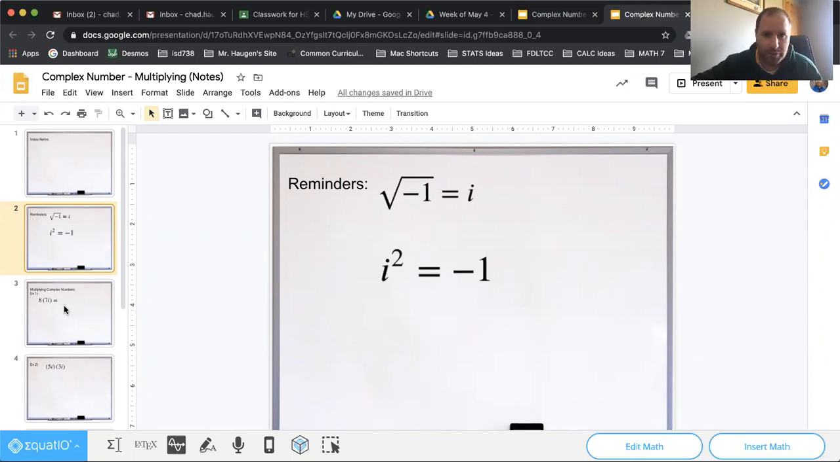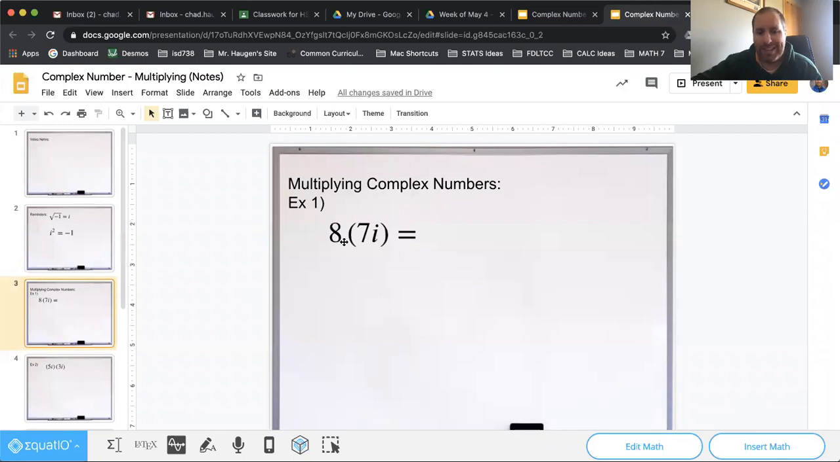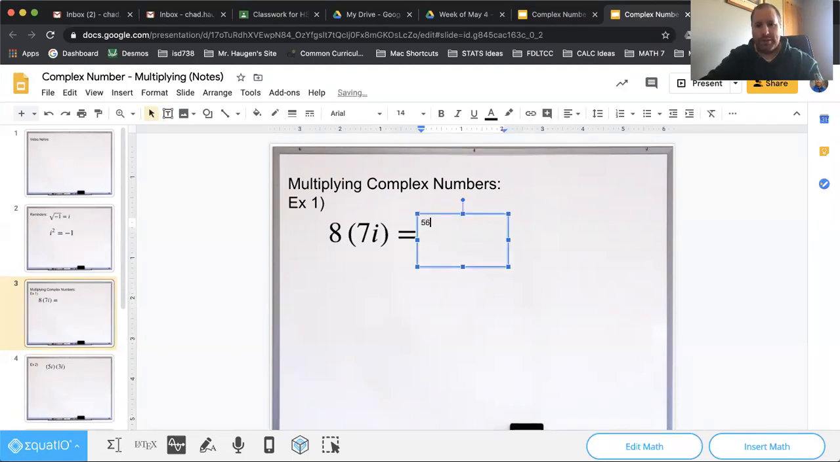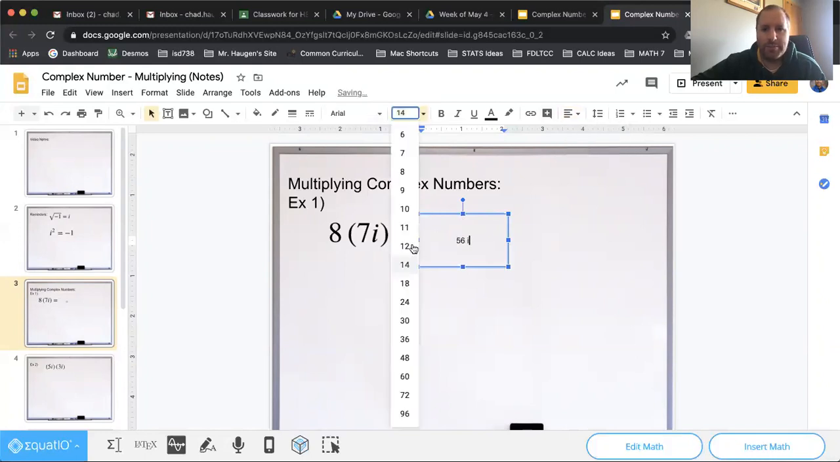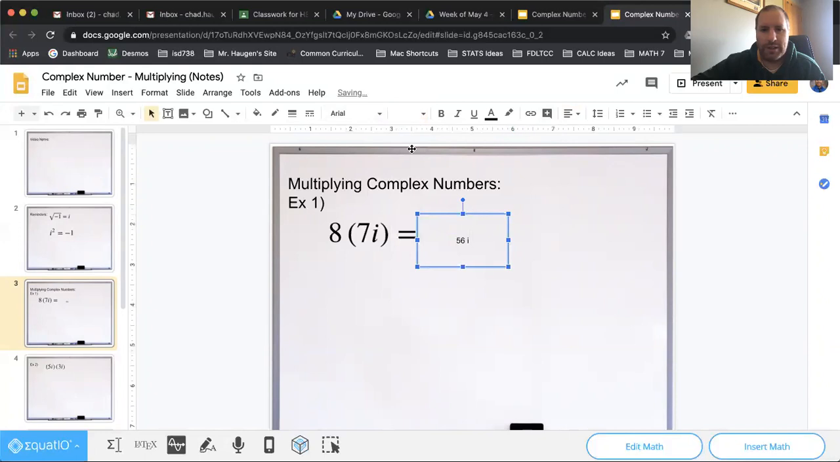So like here, if we wanted to do 8 times 7i, we're just multiplying stuff, nothing too complicated. We'd do 8 times 7, and we would know that is 56i. Nothing too amazing or complex about that. You just multiply the two numbers together, and that's all you'd have. That's the basics of it. Obviously, things are going to get a little bit more complicated, but that's our main idea on there.